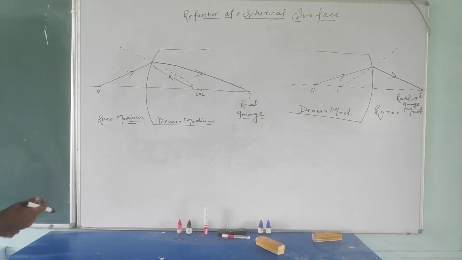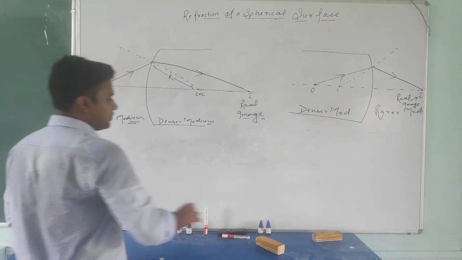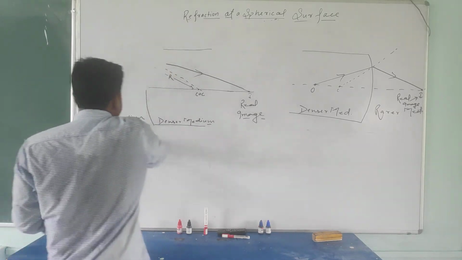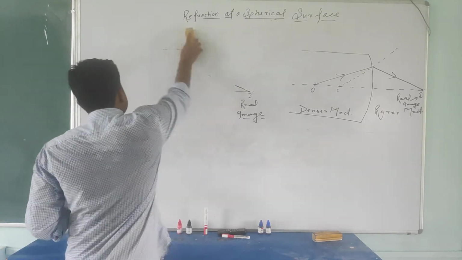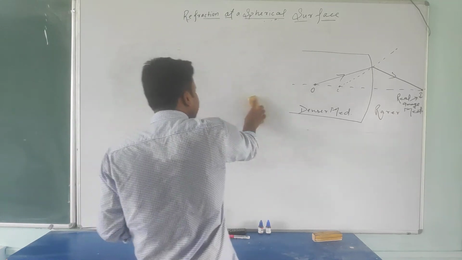Now student, note down this. These are two cases where a real image will form. Now I am going to discuss when a virtual image will form. There are 4 cases, but I will take 2, 3.